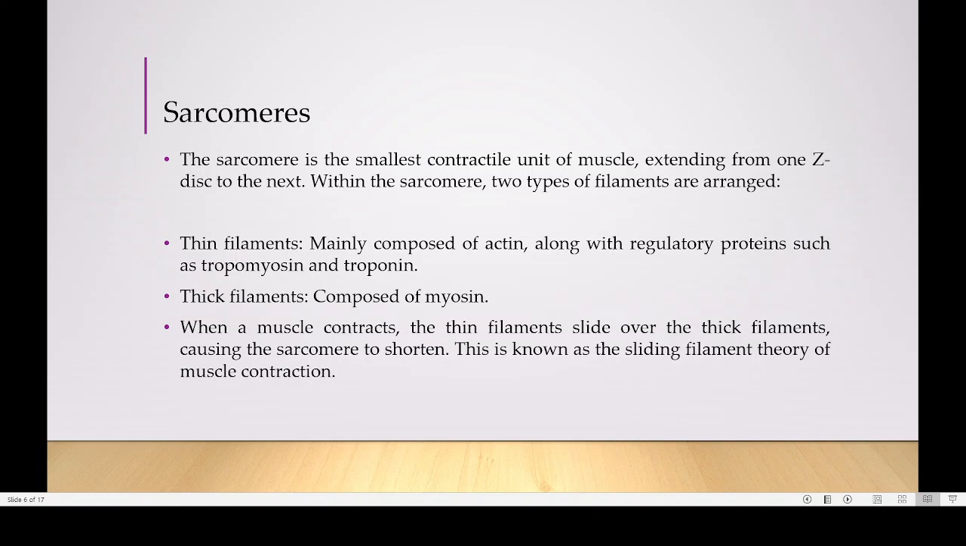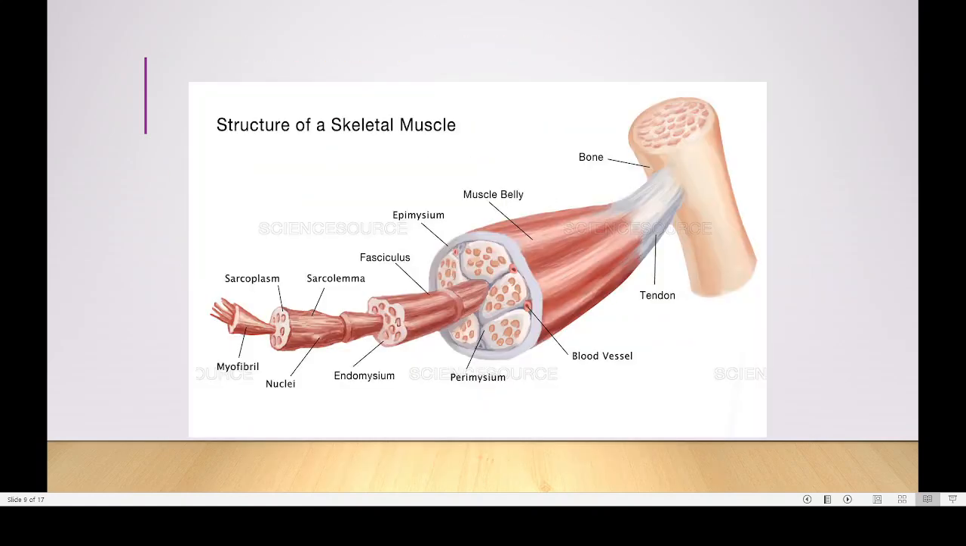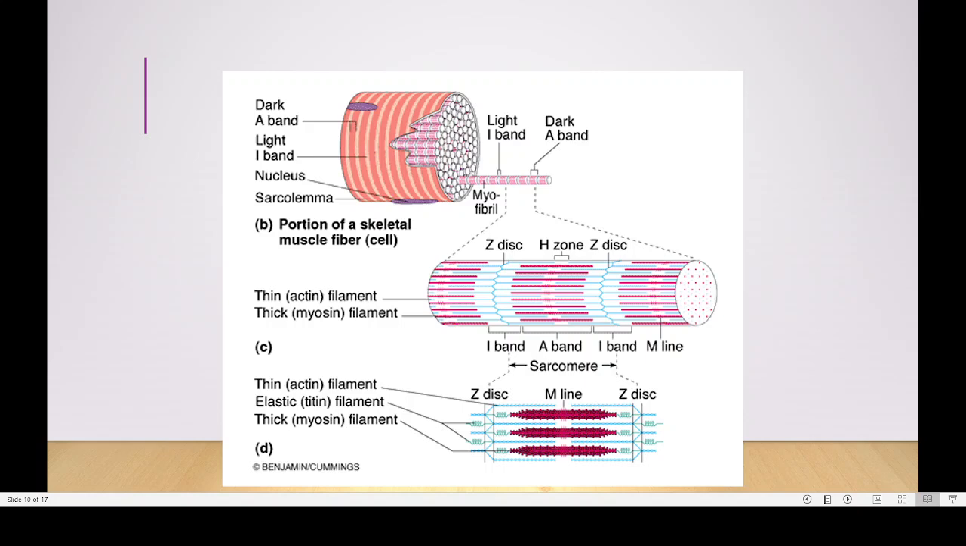You can see thin filaments and thick filaments. Thin filaments are mainly composed of actin, along with regulatory proteins like tropomyosin and troponin. Thick filaments are known by the name myosin. I will show you that. So this is how the structure of a muscle will be.